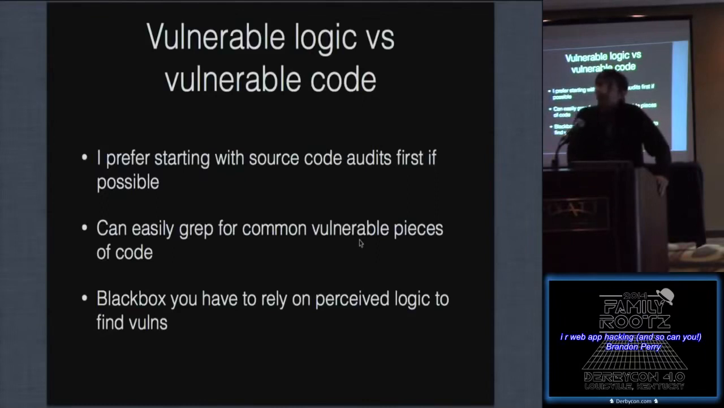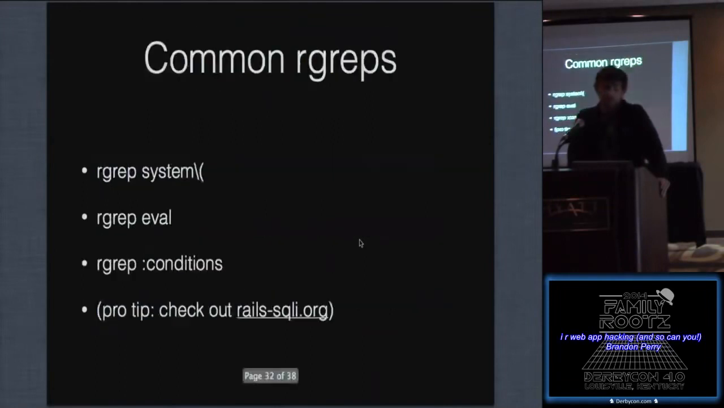With black box, you have to use it and think about how it's using the data you're throwing at it. You kind of have to feel it out. But if you can read the source code, then everything seems to fall together. You know what parts of the application you want to focus on. Common rgreps: just grep for system, eval. Go to rails-sqli.org. They go over all of the ActiveRecord methods that you can use and which ones sanitize by default and which ones don't sanitize input by default. And that's super duper useful.